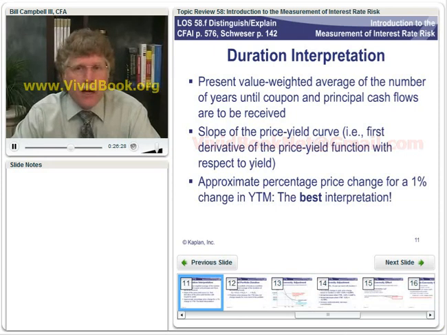It may not be the most intuitive. It's certainly not going to tell you anything about price sensitivity, but that is the interpretation appropriate for Macaulay, because that's how the calculation was done.